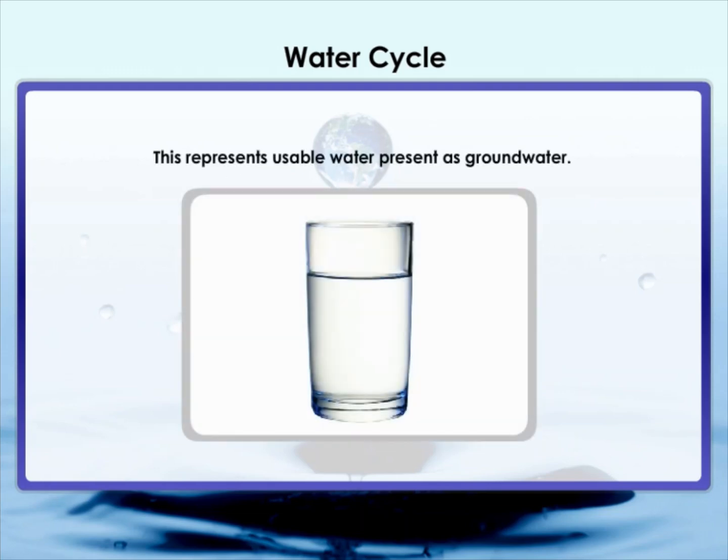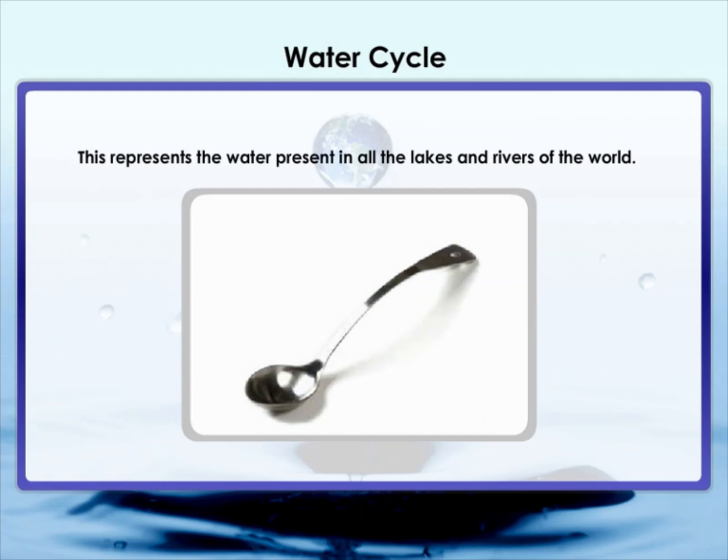From the mug, transfer 30 spoons of water to a glass tumbler. This represents usable water present as groundwater. Take out a quarter, that is 1/4 spoonful of water from the mug. This represents the water present in all the lakes and rivers of the world.